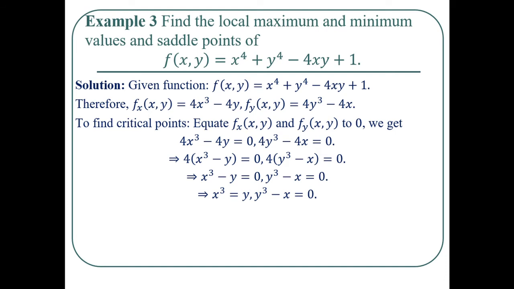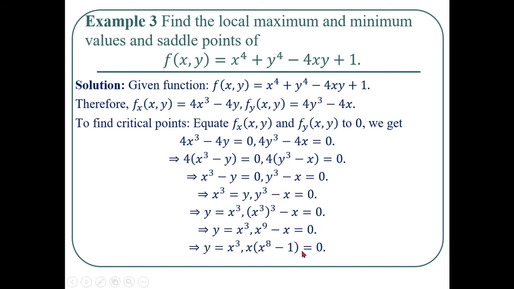Now we get x^3 is equal to y. By substituting y is equal to x^3 in the second equation, we will get (x^3)^3 minus x is equal to 0, means x^9 minus x is equal to 0. So we will get two equations, y is equal to x^3 and x^9 minus x is equal to 0. If we take x common from these two terms, you will get x into (x^8 minus 1) is equal to 0. As the product of two terms is equal to 0, at least one of them is 0, either x is equal to 0 or x^8 minus 1 is equal to 0. If x is equal to 0, then y is equal to x^3 is also 0, because 0 cube is equal to 0.